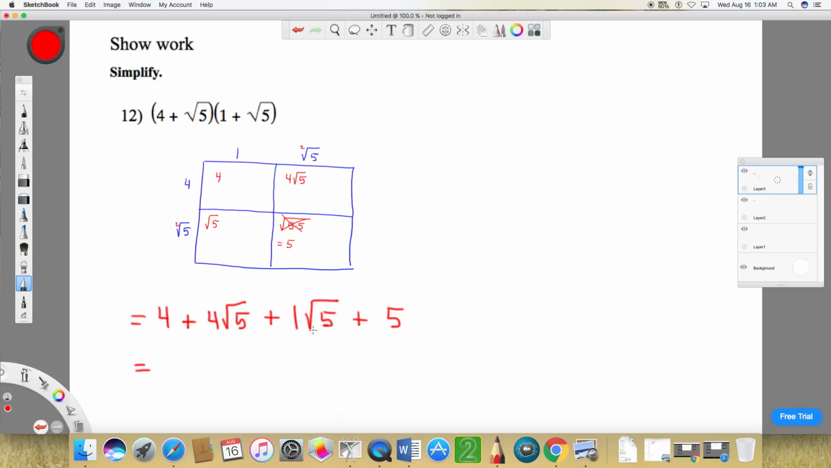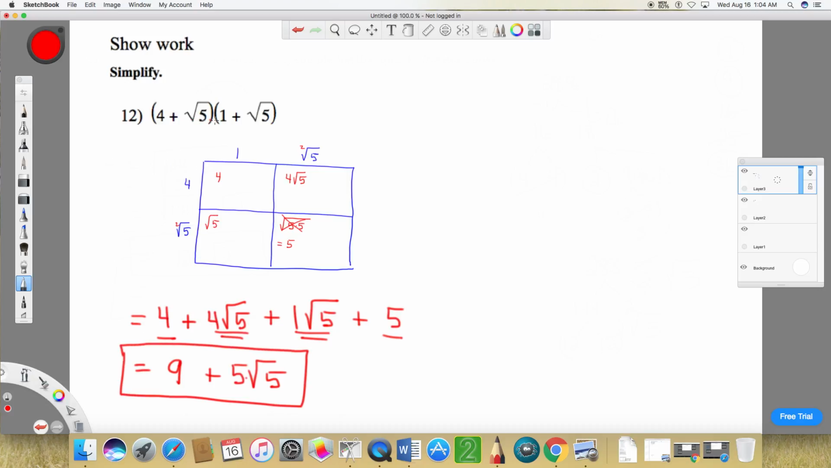So do we have any like terms here? Well, yeah, we've got 4 plus 5. We can combine that and get 9. We have 4 radical 5's plus another radical 5. And 4 plus 1, we have 5 radical 5's. And this 9 doesn't have any radical 5, so I can't add the 9 plus 5. I have to do that multiplication first. I can't simplify this any further.